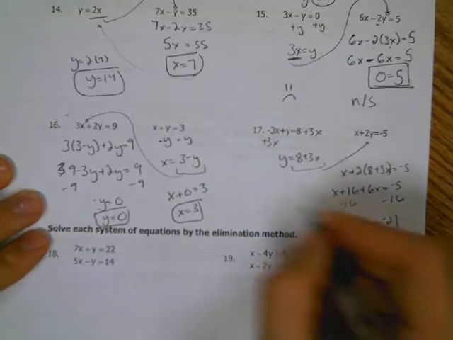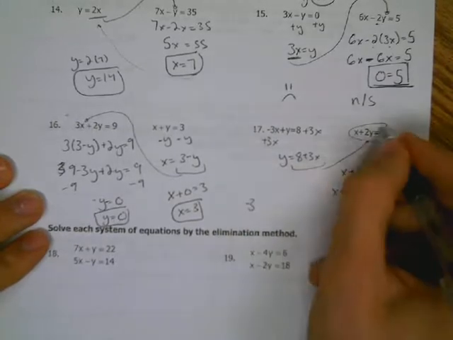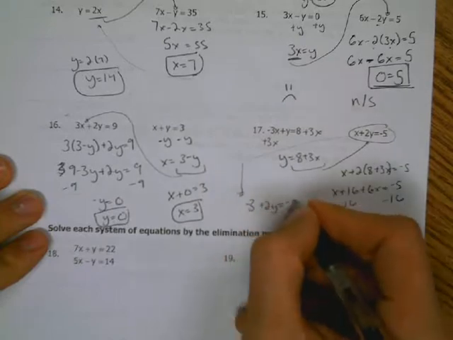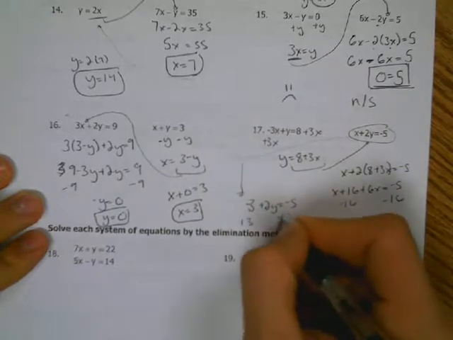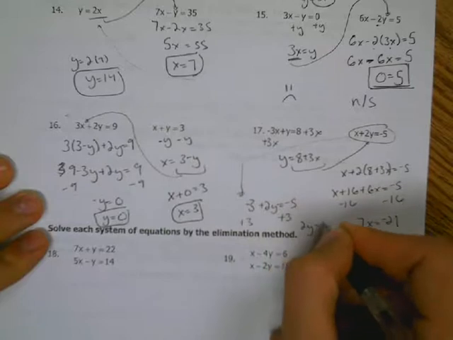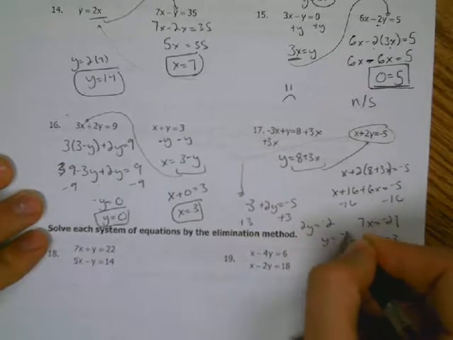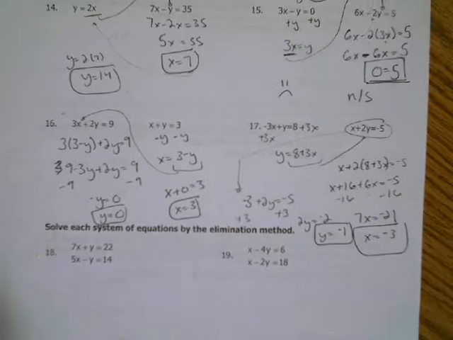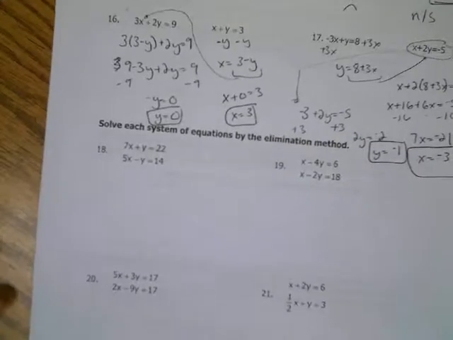Once I put that in, negative 3, I'm going to use this equation. Negative 3 plus 2y is equal to negative 5. Add the 3 to both sides. 2y is equal to negative 2. Y is going to be equal to negative 1.